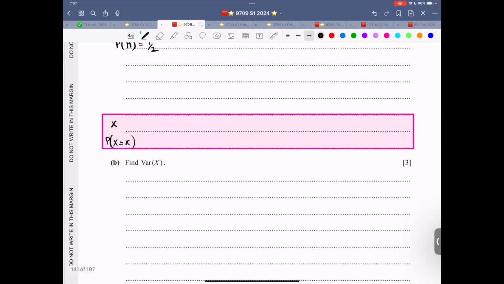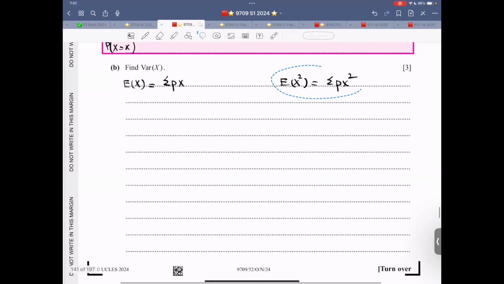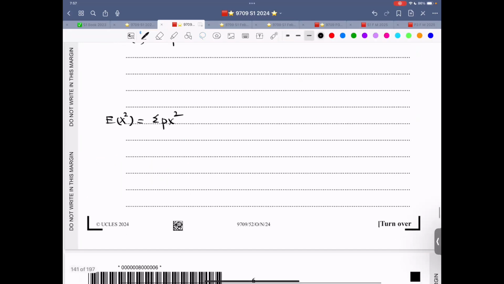And then when we talk about variance of x, we know that expectation of x is sigma px. That's not a big deal. We know that expectation of x square is sigma px square. I have space over here, so let me move over here. And then at the very end, I'll have variance of x, that is expectation of x squared minus square of expectation of x, that is coming up later.